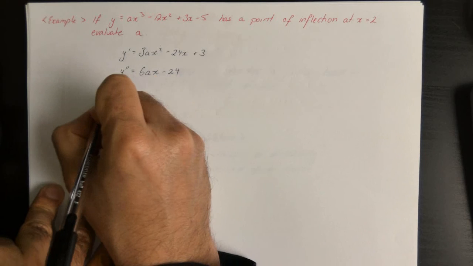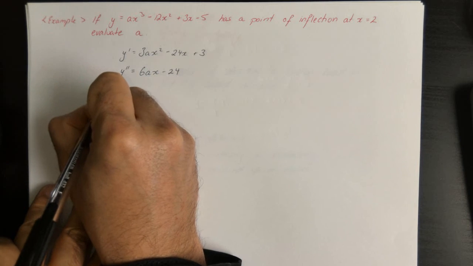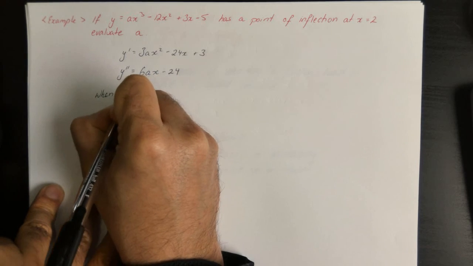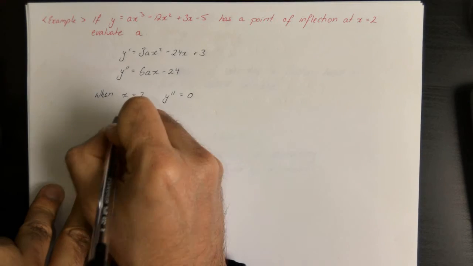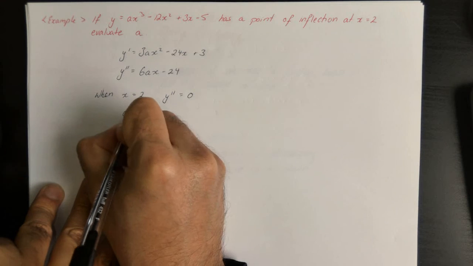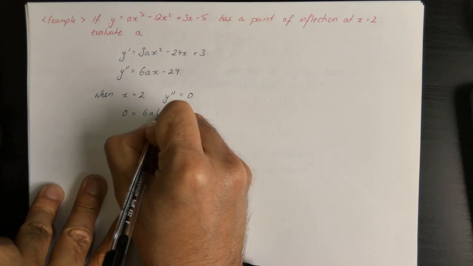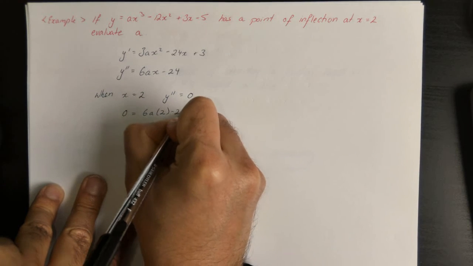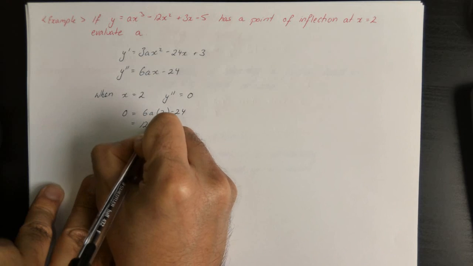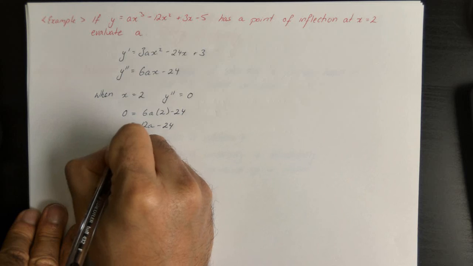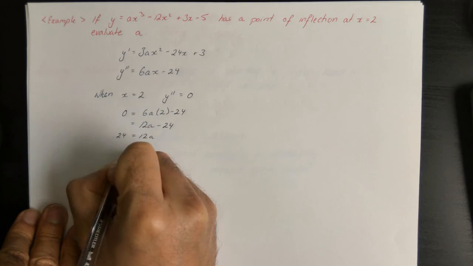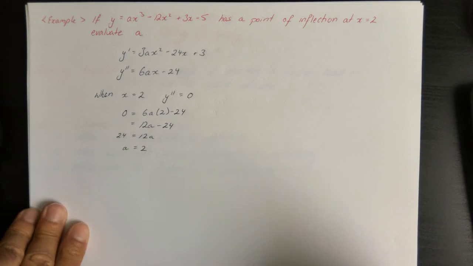Okay, now the question states that when x equals 2, y double dash equals 0. So let's solve for a. We get 24 equals 12a, so a equals 2.